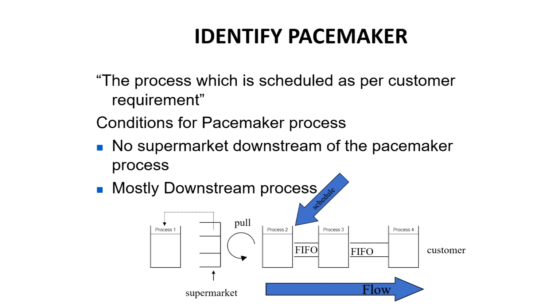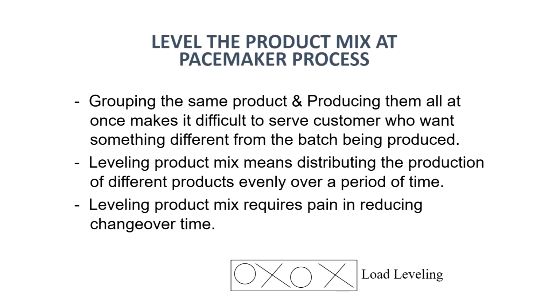It is the process which is scheduled as per the customer requirement, as per the takt time. So, that is the concept of pacemaker, and it is a bottleneck stage. There is no supermarket downstream of the pacemaker; mostly the downstream processes are the pacemaker. You try to identify the pacemaker as close to the customer as possible, but it is more a bottleneck stage which is the pacemaker. So, you can level the product mix, whatever mix you want to produce, you give that direction, that planning, to the pacemaker process.